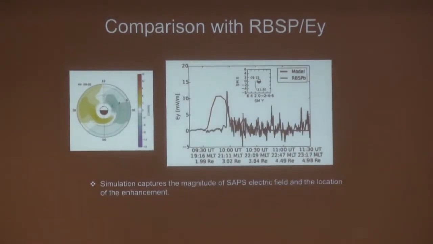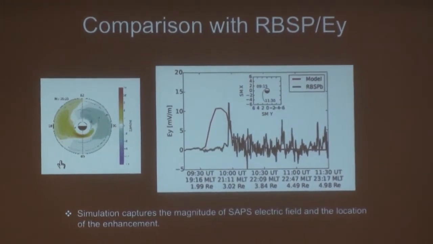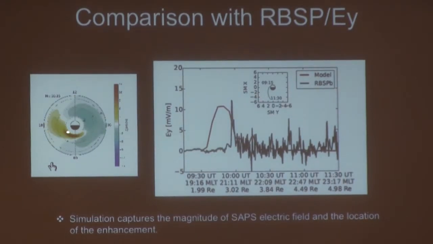So finally, I want to compare with the Van Allen probe electric field measurement. Here I'm showing a movie of the electric field in the radial direction from 9 to 11 UT, a small time period. You can see this channel is very dynamic. The width changes in time, and the peak of this channel also shifts in local time. You may notice a black dot moving from the dayside towards the nightside. That's the trajectory of the Van Allen probe B projected to the equator.